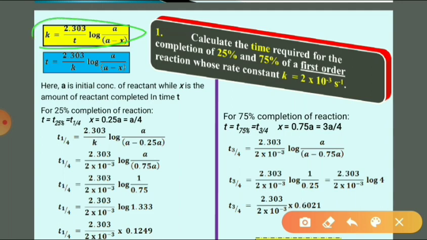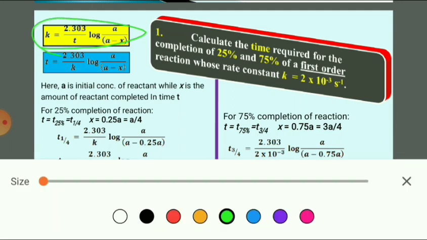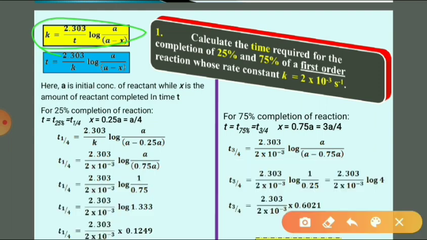So this is the rate equation for the first order, right? Now we have to calculate the time, so we can modify this equation, just we have to interchange the k and t with each other. So we will get the time t equal to 2.303 upon k log of a upon a minus x. Here a is the initial concentration of the reactant while x is the amount of the reactant consumed in time t. Right? So these are the terms which are used for this equation.